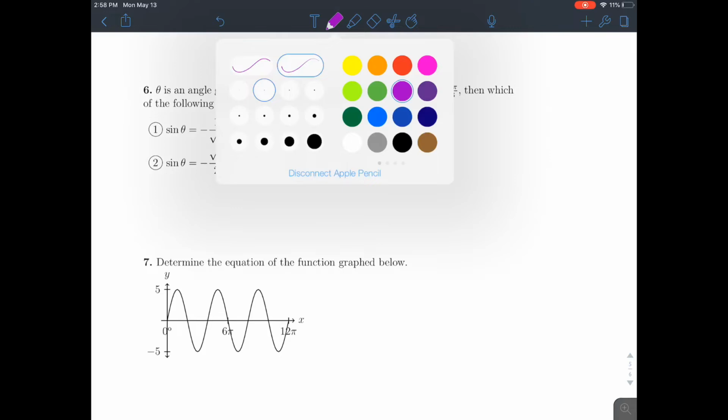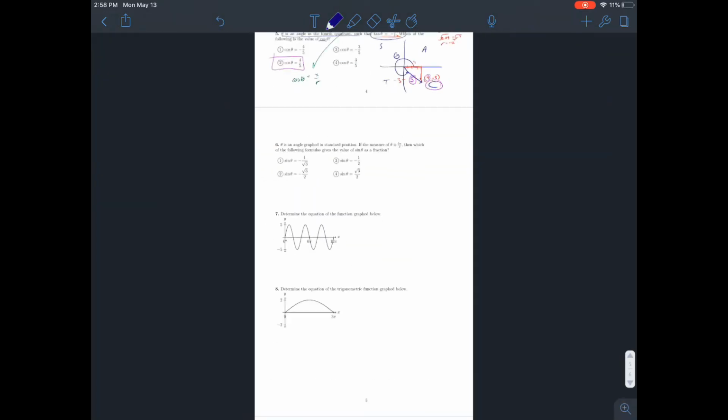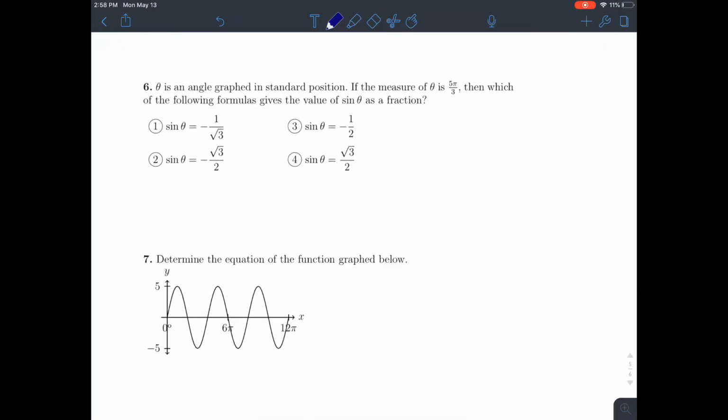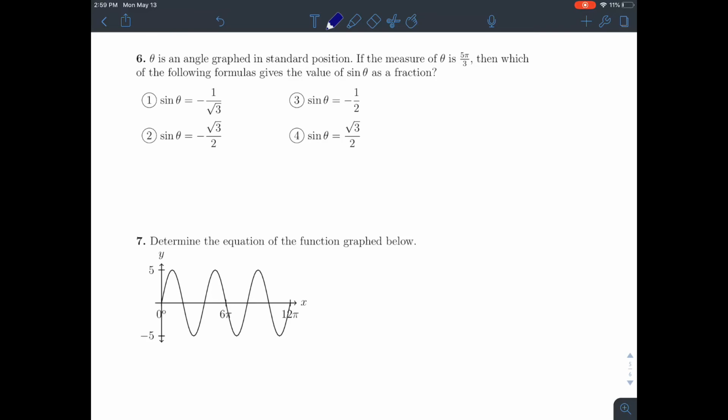For problem 6, theta is an angle graphed in standard position. If the measure of theta is 5 pi over 3, then which of the following formulas gives the value of sine of theta as a fraction? So for 5 pi over 3, I like to think about this in degrees. Pi is 180 degrees, which leaves us with 5 times 180 over 3. Doing the 180 over 3 leaves us with 60 degrees, which leaves us with the whole thing being 300 degrees.